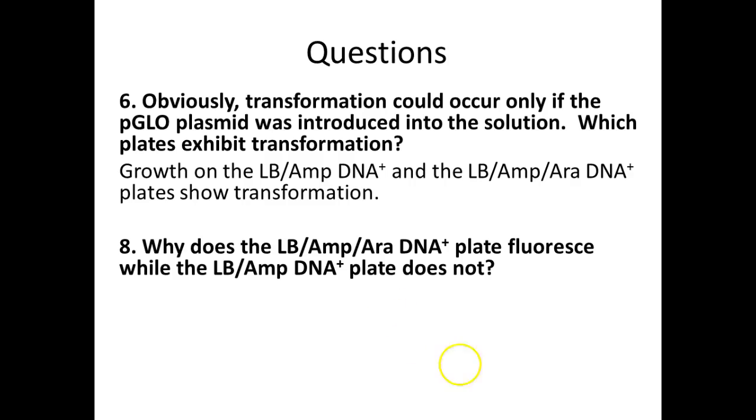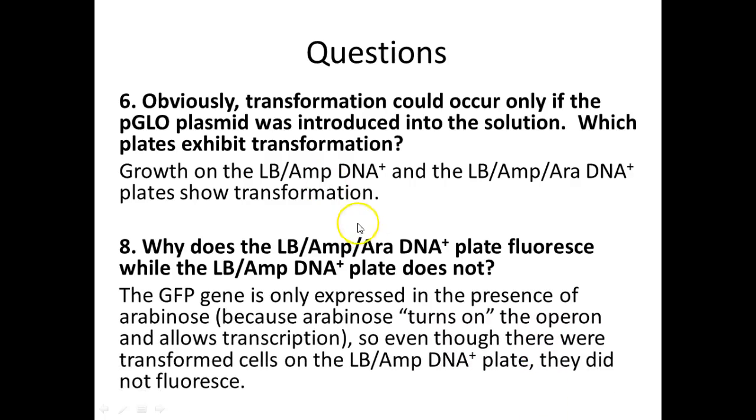So only one of our plates, as I said, is going to glow, because only one of our plates is going to contain the arabinose. Both of them are going to contain transformed cells. But remember, this particular one is under control. So only the arabinose plate is going to actually glow. Turn on that operon, express that information and make that protein.